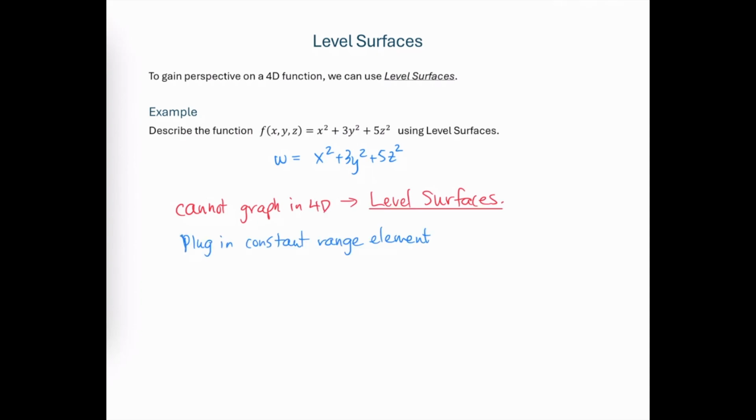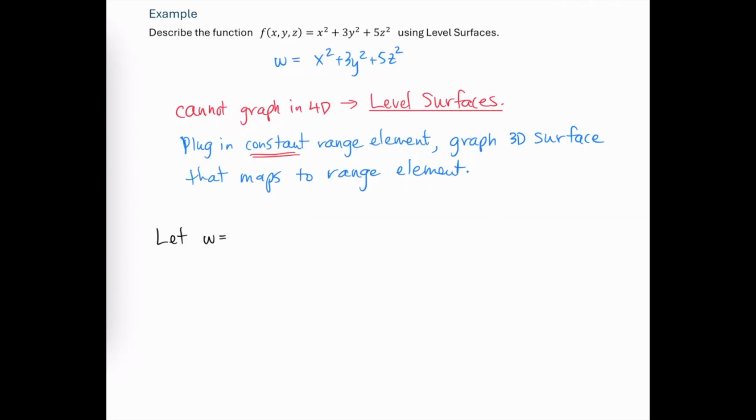And just like with level curves, we're going to plug in a constant range element to see, which then enables us to reduce the dimension by 1. If we have a constant range element, now we're down to a 3-dimensional object, and we'll graph the 3D object that maps to that particular range element. So let's start with a range element, w is equal to 0, and determine which ordered triples are going to map to that range element.